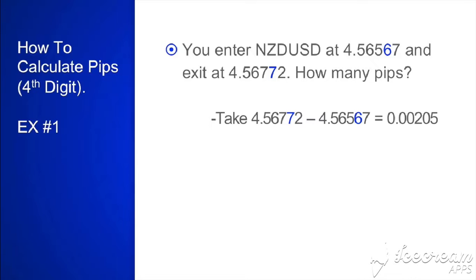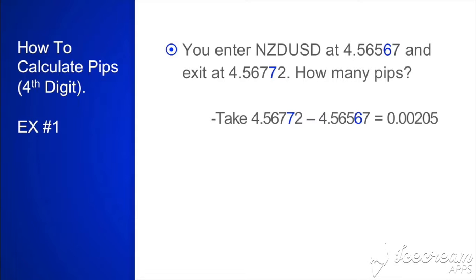Now you know what a pip is. How do you actually calculate them? Remember, the pip is the fourth digit. So here's a scenario. You enter NZD/USD at 4.56567 and exit at 4.56772. How many pips did you gain or lose? First of all, pay attention. Notice which numbers are the pips position. You're going to want to subtract these numbers, but you have to know which one is the pip, which one has your focus.